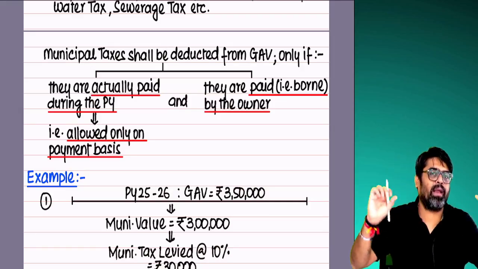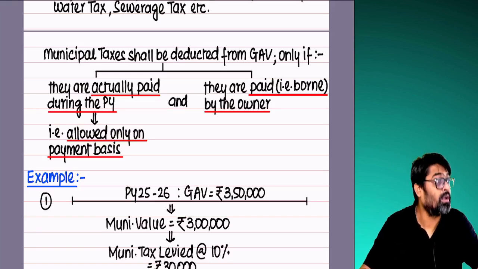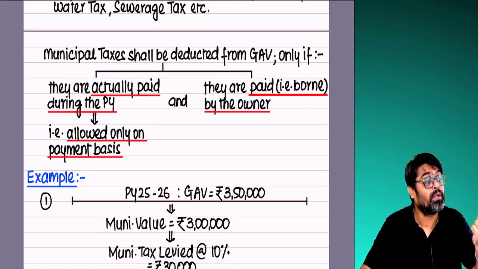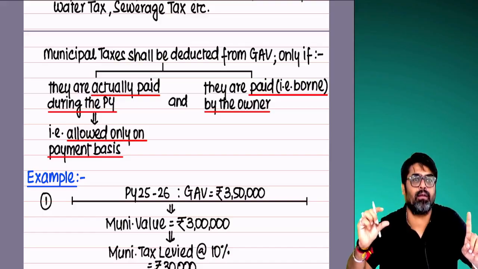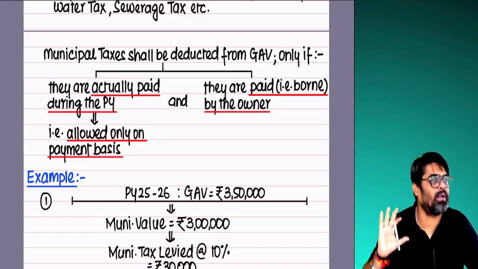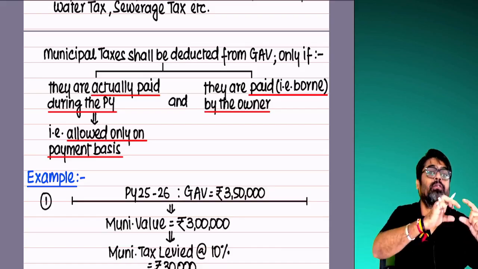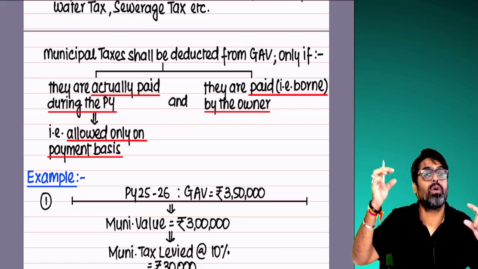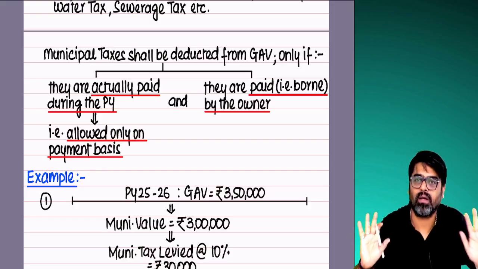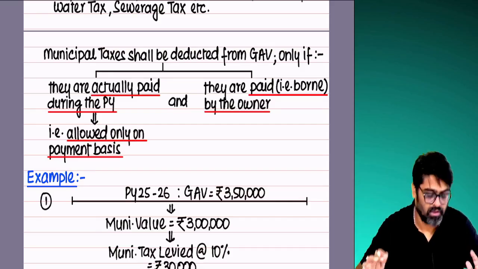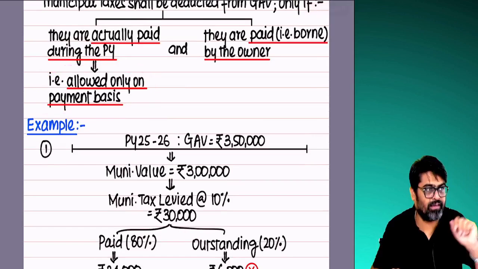So can I make one equation? The year of municipal tax is not relevant. The year of payment of municipal tax is the year of deduction for municipal tax. What did I say? Year of payment of municipal tax is equal to year of deduction of municipal tax. But it has to be paid by the owner. Will you remember this? Sure, sir. So it will be allowed only on payment basis. Now a few examples we are going to take.